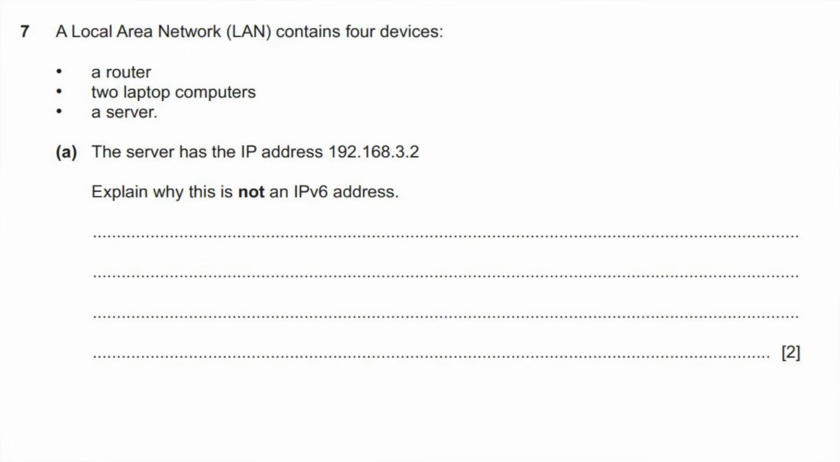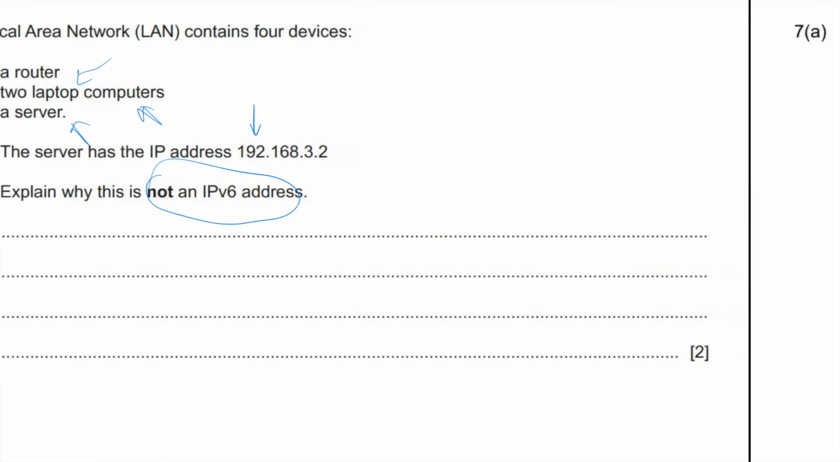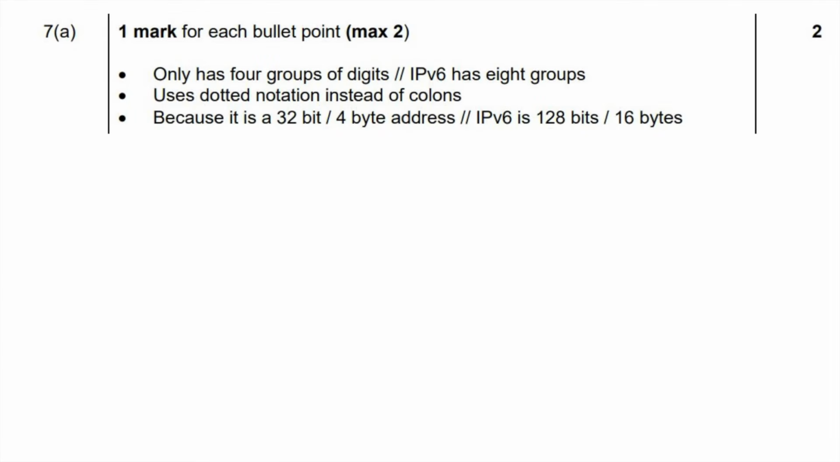We have some other questions though that involve IPv6 and IPv4. A local area network contains 4 devices: a router, 2 laptop computers, and a server. The server has the IP address 192.168.3.2. Explain why this is not an IPv6 address. It's kind of a weird question. I mean, it's just not. First of all, it doesn't have enough groups. It uses full stops or periods and not colons. The values themselves, each of these groups, don't represent 16 bits. So there are a variety of reasons why it would not be IPv6. And I think those are pretty much highlighted here: notation, number of groups, overall bits of data that are represented by the address.